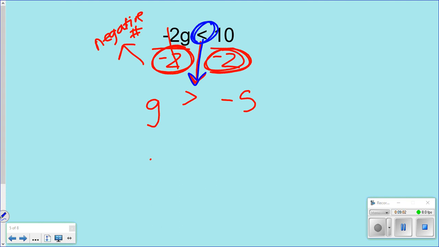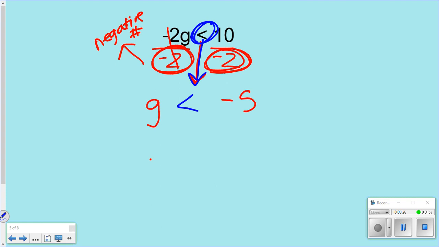Okay, so let's say we didn't change the sign. Let's say we kept it like this. So now this would be like negative 10, right? So let's put negative 10 in here. Negative 2 times negative 10 is what? 20. Is 20 less than 10? No.